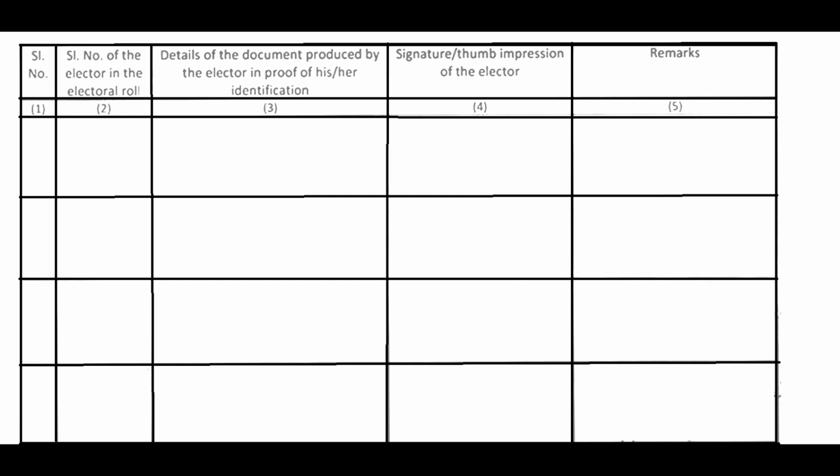In electoral roll, this detail will be provided by polling officer first through marked copy of electoral roll. Third column is the details of the document produced by the elector in proof of his or her identification. In fourth column, the thumb impression or signature of an elector is taken. And last column is the remarks column.